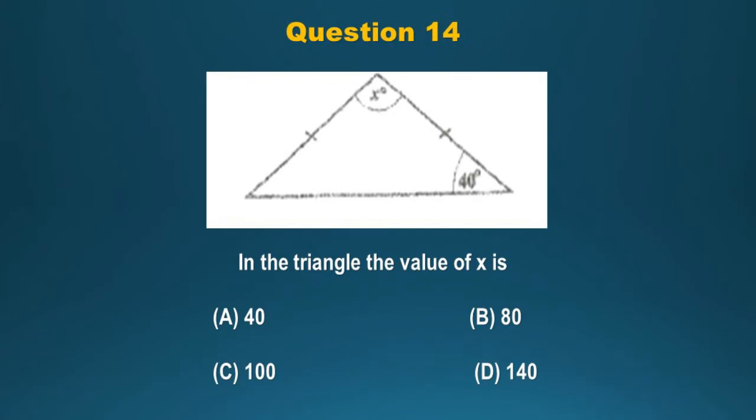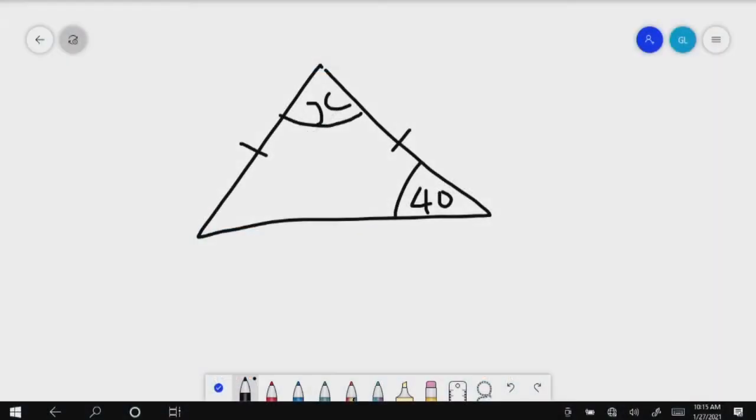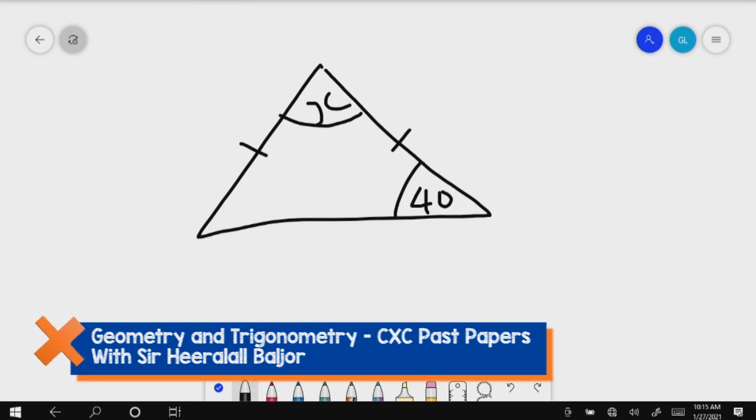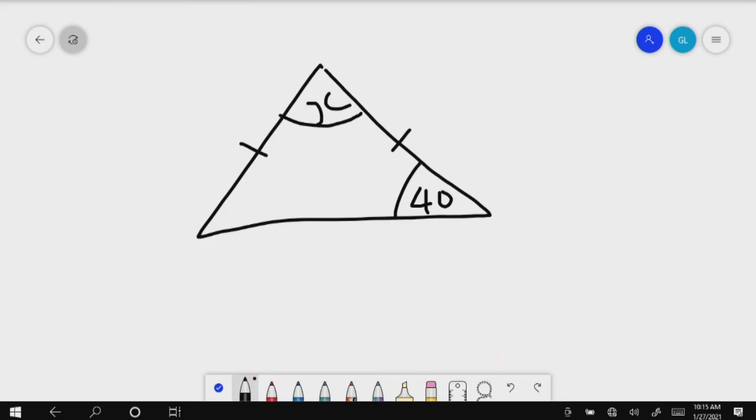In the triangle, the value of x is, and there we have an interesting concept in geometry which involves a triangle. When we look at this triangle, right away we could say this triangle is not a right angle triangle. And how do we know that? Because the right angle is not included. So we need to find other clues as to what type of triangle we're dealing with, because here we were given an angle and we were asked to find an unknown angle.